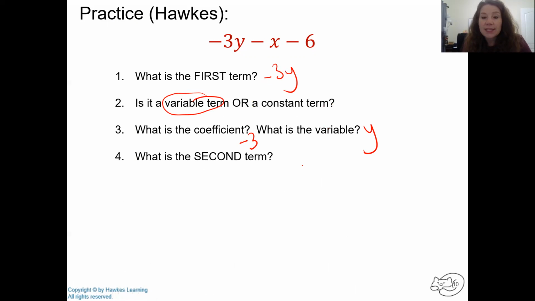What is the second term? The second term is -x. Is it a variable term or a constant term? It's a variable term because I see a letter.